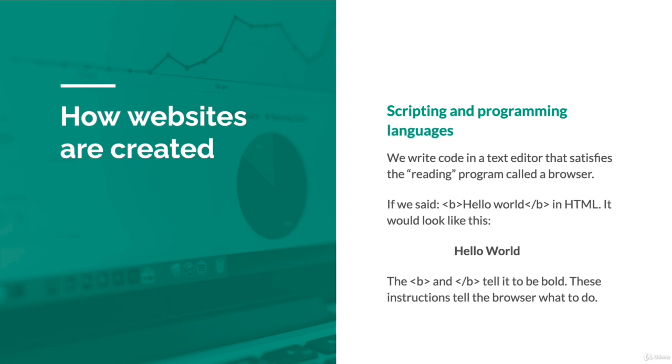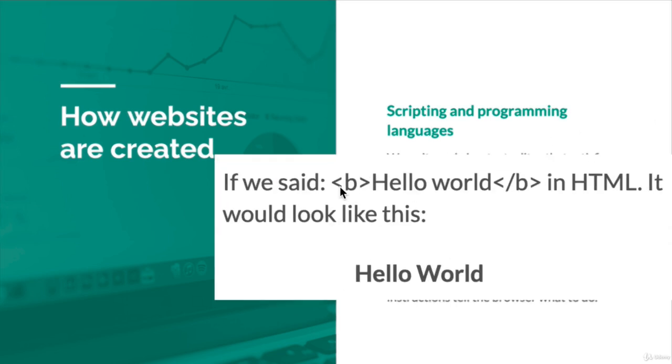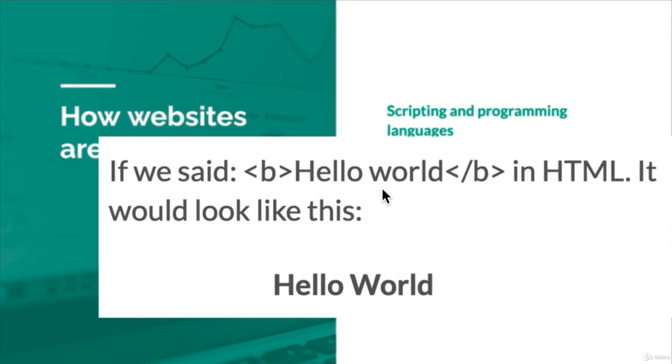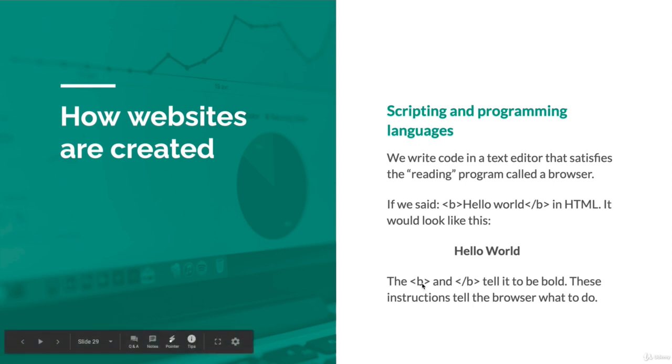Now, we write all of our code in a text editor that satisfies the program's ability to read your code. And that program is your browser. So if we said, right in here, less than b greater than hello world, less than / b greater than in HTML, it would look like this. It would be bold. This b and this b tell it to be bold. These are instructions for what your browser needs to do.